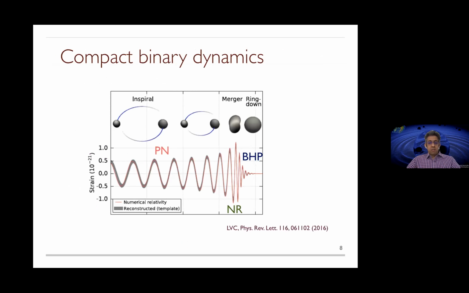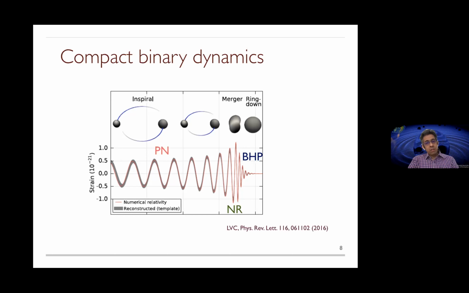So this is the standard slide, which I will come back to again and again. This is the typical dynamical phases of a compact binary. These are two compact objects, by which I mean neutron stars or black holes, which are falling towards each other. They have an initial stage where they slowly inspiral due to gravitational waves, because there is emission of gravitational waves, which leads to loss of energy, angular momentum, and so on, which brings them closer.